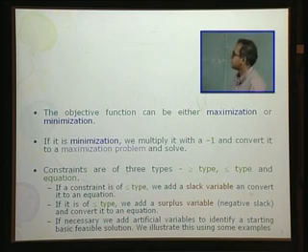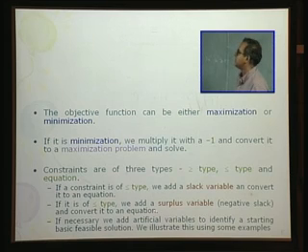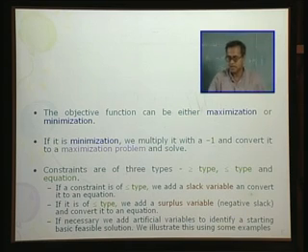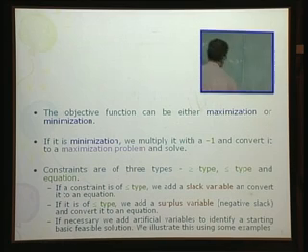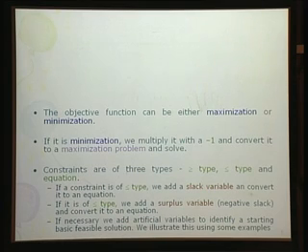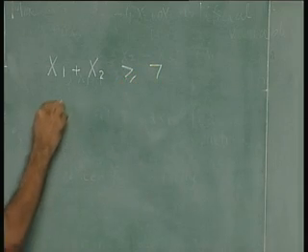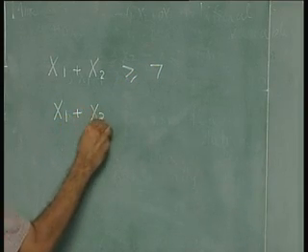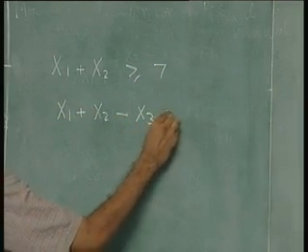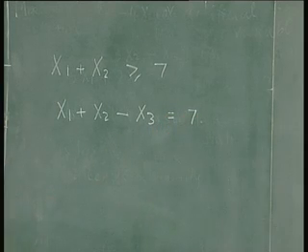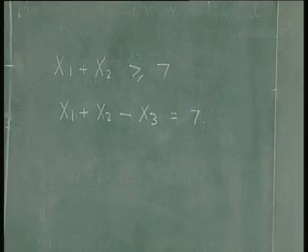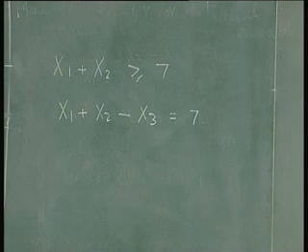If the constraint is of the greater than or equal to type, then we add a surplus variable, or a negative slack variable, and convert it into an equation. For example, if we have a constraint x1 plus x2 greater than or equal to 7, then we write x1 plus x2 minus x3 equal to 7. This minus x3 is a negative slack variable.